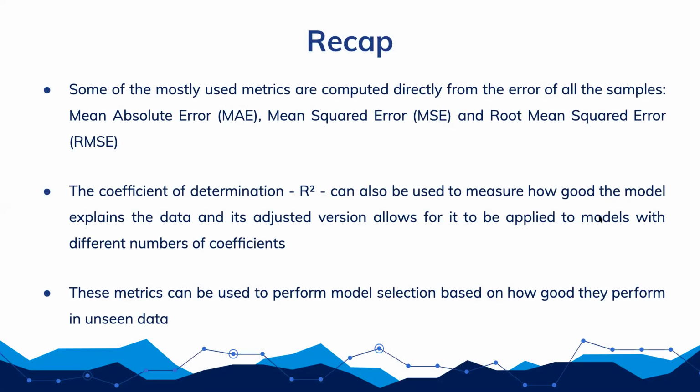So recap. Some of the mostly used metrics are computed directly from the error of our samples: the mean absolute error, the mean square error, the root mean square error. The coefficient of determination, the R2, is used to measure how well your model behaves when compared with just a simple mean estimation. So the most simple model that you can think of, which is estimating the mean for everyone, okay? And these metrics are used to perform model selection based on how well they perform on unseen data. So the test set, the data that hasn't been given to the model. If the model already knows that, it will not be new for the model, okay?